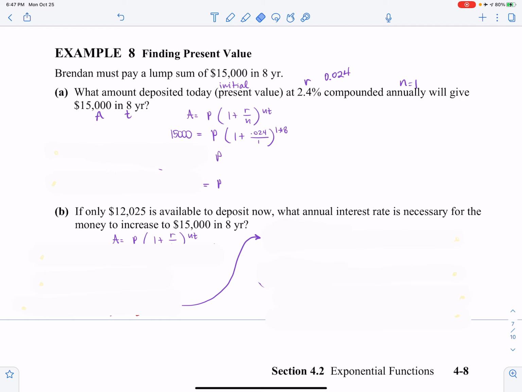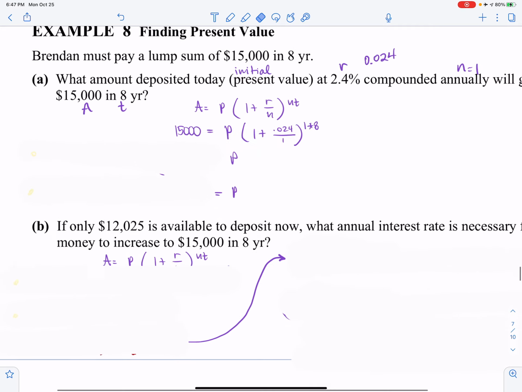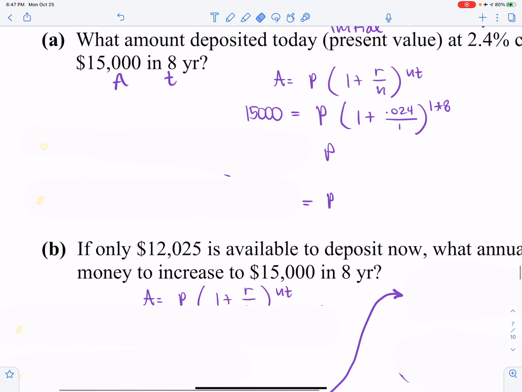And so my quantity then is 1 plus 0.024 over 1. Remember, it was annually, so that's 1 time per year, raised to the n times t power. So 1 times my number of years, 1 times 8 power. All right, so the first thing that you ask yourself is, what kind of math is being done to the P? Well, P is being multiplied, and the only way that we can get rid of multiplying is by dividing. So we're going to divide on both sides by that quantity, 1 plus 0.024 raised to the 8th power.